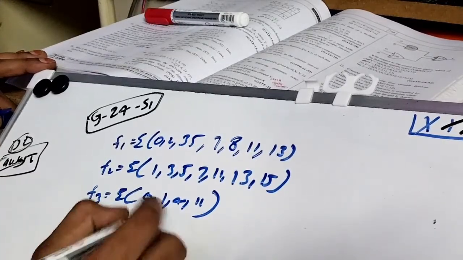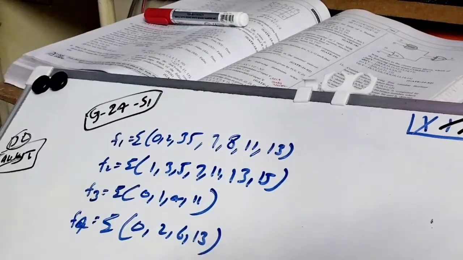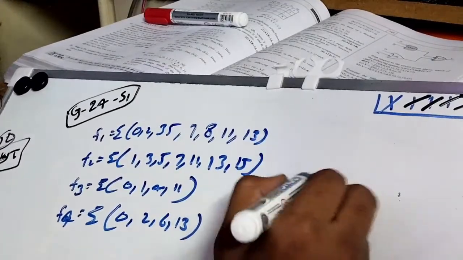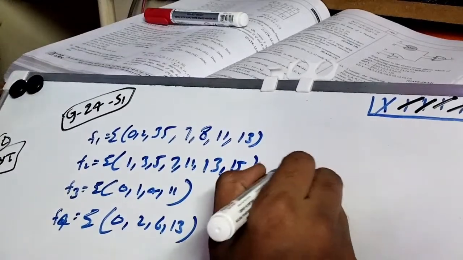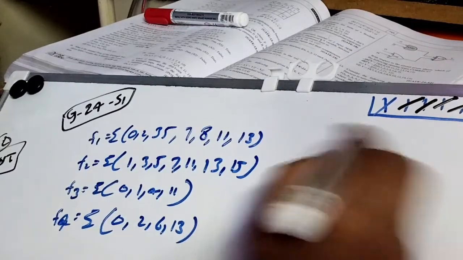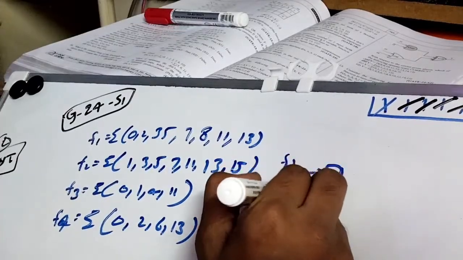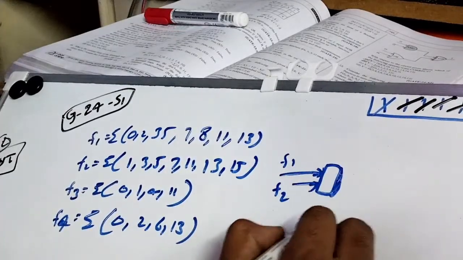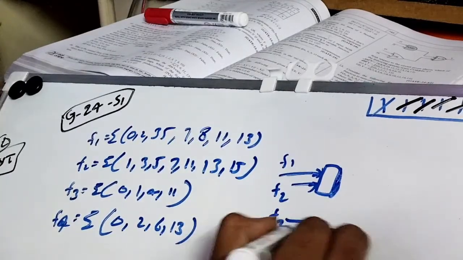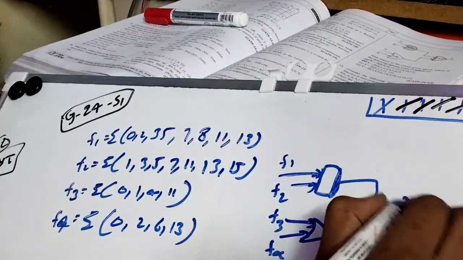F4 is 0, 2, 6, and 13. Okay, now the implementation. The inputs of this AND gate are F1 and F2. The inputs of this OR gate, F3 and F4, are connected to the XOR gate.